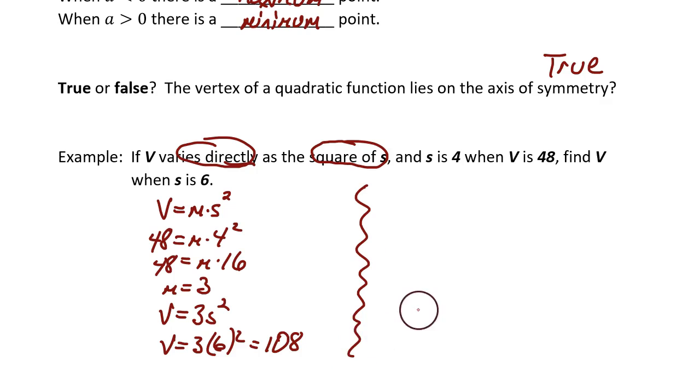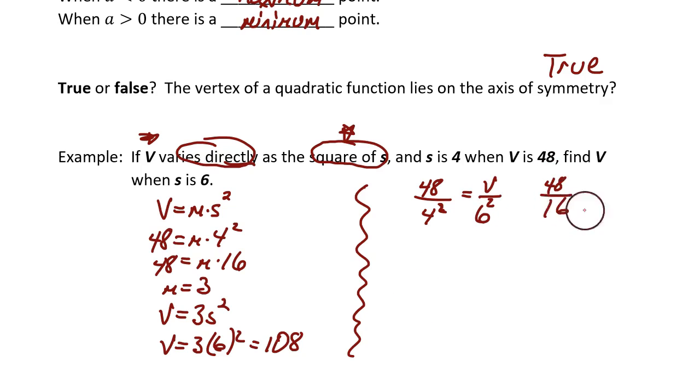The other technique we used was the proportion. We're comparing v to s squared. When v is 48, s squared would be 4 squared. Then it says find v when s is 6. So s squared would be 6 squared. We could rewrite this as 48 over 16 equals v over 36 and solve it with cross multiplication. 16 times v equals 48 times 36. Divide by 16 and you get 108.